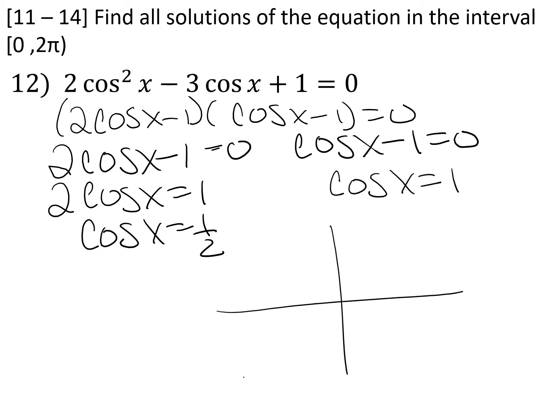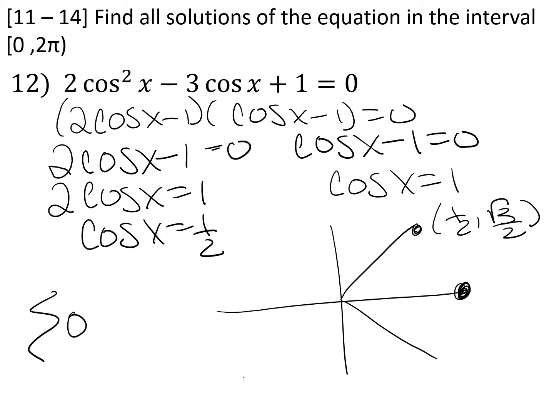So I have a quadrantal and a quadrant 1 and quadrant 4 angle. This one here would be 1/2 comma root 3 over 2, which is a pi over 3 angle. And that quadrantal right here is at 0 radians. So my answers are 0, pi over 3, and the quadrant 4 angle would be 5 pi over 3.